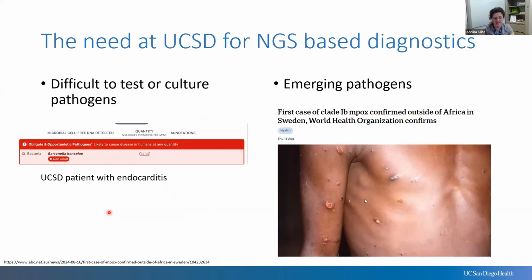So why does UC San Diego need a sequencing-based diagnostic? There are a couple of things, and these are real things that are happening right now. One would be difficult to test or culture pathogens. We recently had a patient with endocarditis at UC San Diego, and this is an actual screenshot from that patient. One of the organisms that can cause endocarditis is Bartonella. Bartonella henselae, which causes cat scratch fever, and Bartonella quintana, which causes trench fever, have both been implicated. And growing Bartonella is very difficult. It's almost impossible for a regular clinical lab to grow it today.